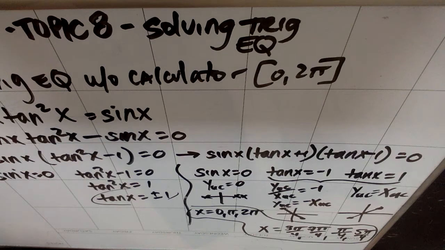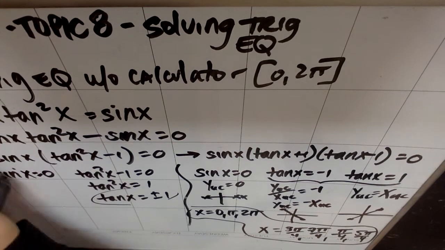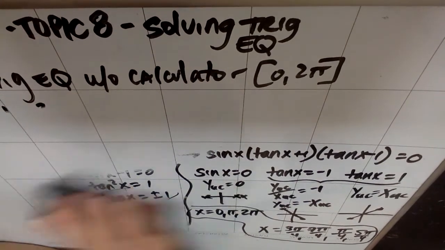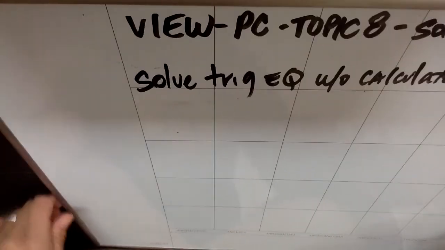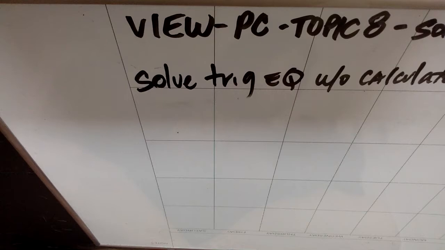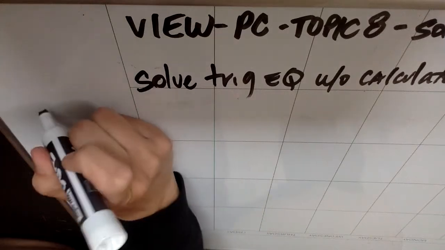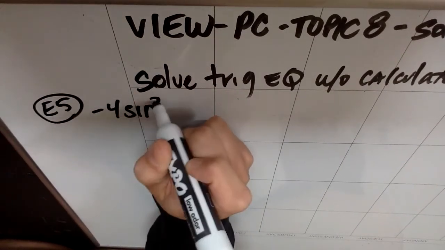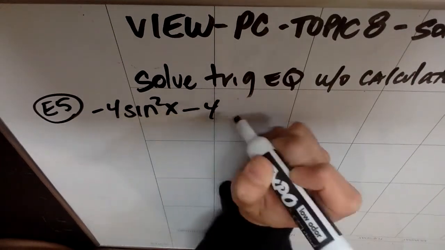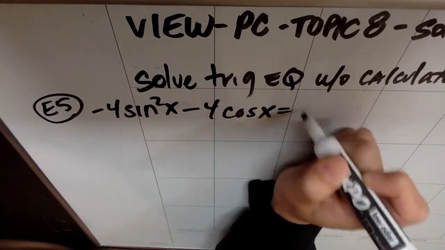Let's walk through example 5. So same setup, just a different equation. So in example 5, we have negative 4 sine squared x minus 4 cosine x equals negative 5.